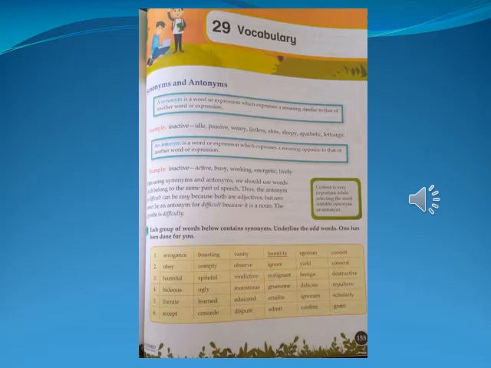Now see the rubric that is given on the top, that blue rubric here. It is about the synonym. A synonym is a word or expression which expresses a meaning similar to that of another word or expression. So, class 7, what is a synonym?